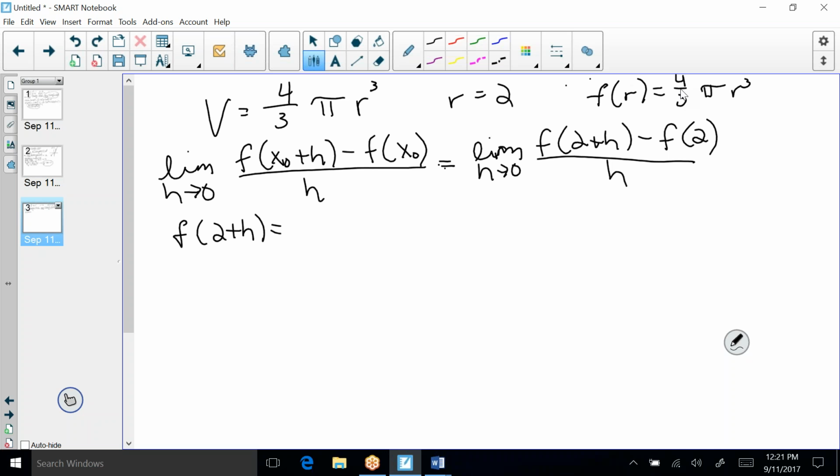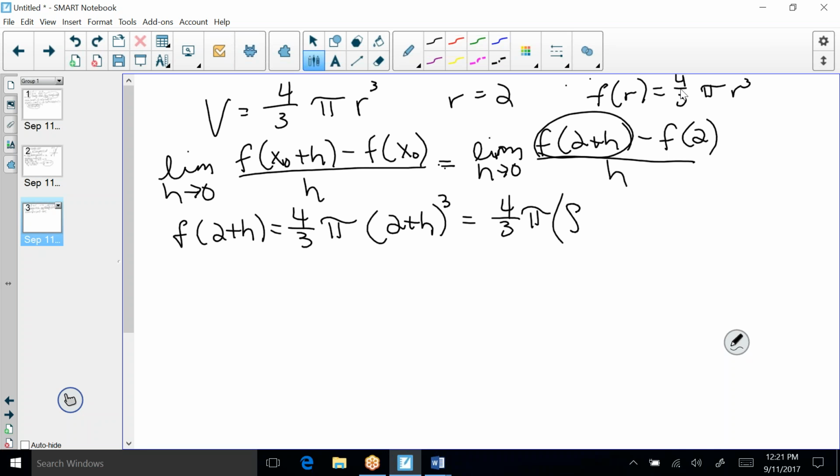I'm just doing this initial part of this limit first. So plug that in here and we get 4/3 pi, and we want to cube that 2 plus h. All right, so this is going to be 4/3 pi times, and we have to cube 2 plus h. We already did that in that last problem, so it's exactly the same thing as what we did before when we cubed it. We cubed the 2 and we got 8. Then we did 3 times 2 squared times h, so that was 3 times 4, so plus 12h, plus 3 times 2 times h squared, so plus 6h squared. And then we cube the h at the end.